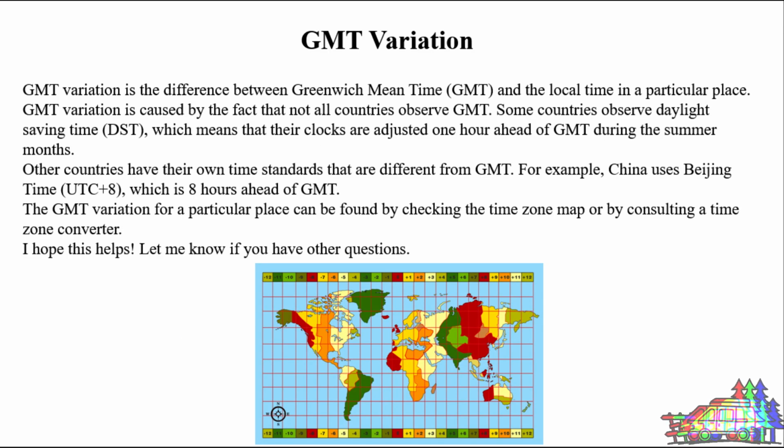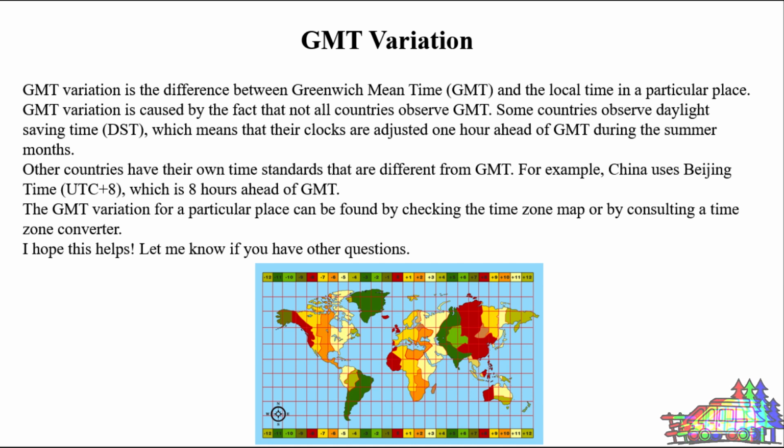GMT variation. GMT variation is the difference between Greenwich Mean Time, GMT, and the local time in a particular place. GMT variation is caused by the fact that not all countries observe GMT. Some countries observe Daylight Saving Time, DST, which means that their clocks are adjusted 1 hour ahead of GMT during the summer months. Other countries have their own time standards that are different from GMT. For example, China uses Beijing time, UTC+8, which is 8 hours ahead of GMT.